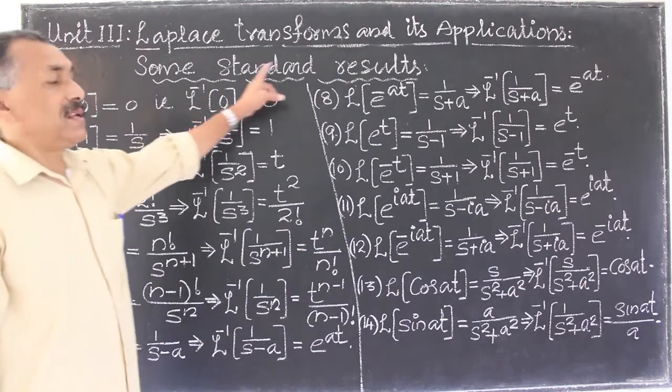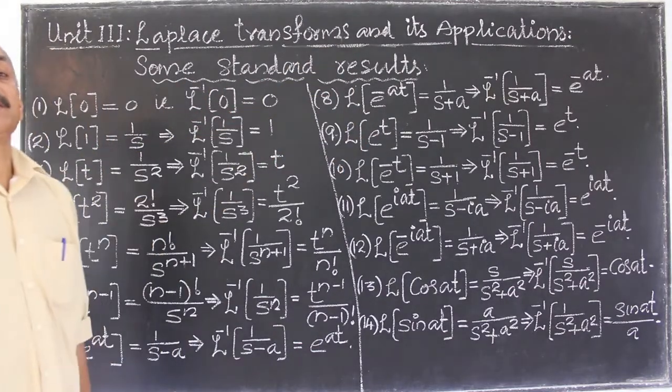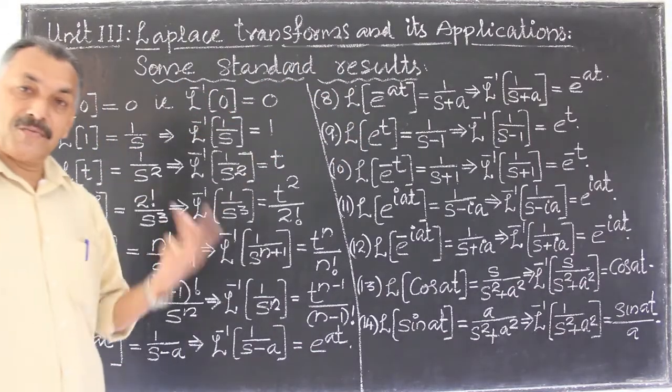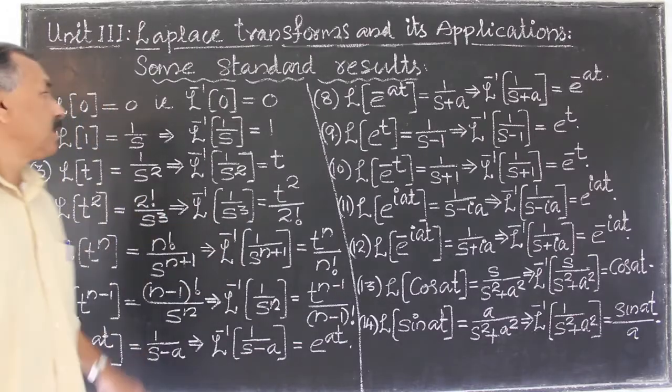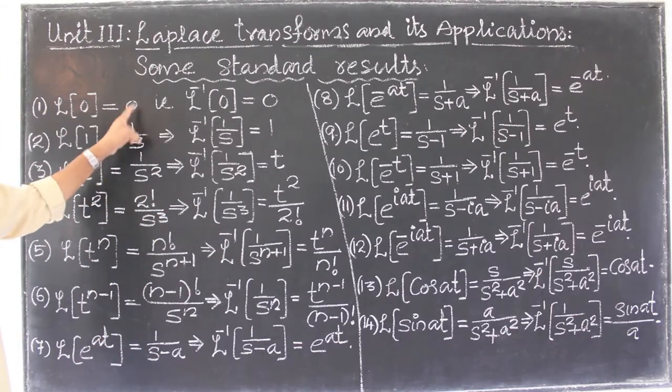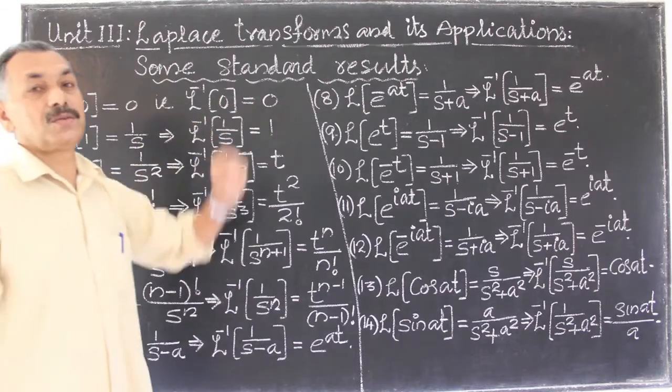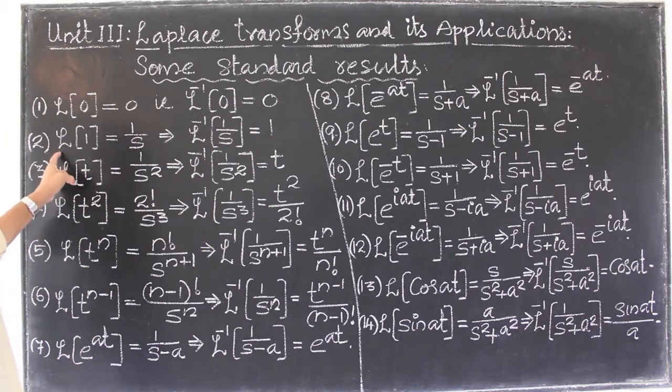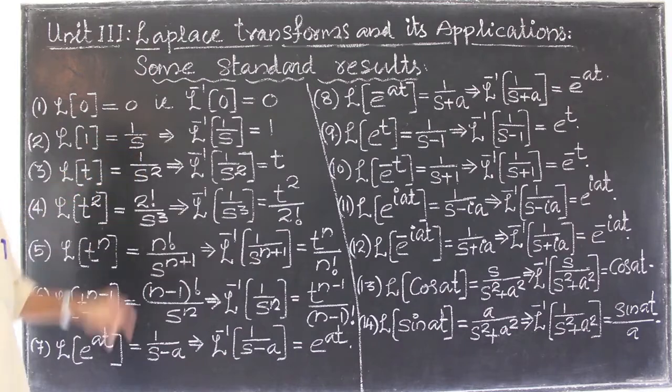Some standard results related to Laplace transform of certain functions of f of t and their Laplace transform. 1. Laplace transform of 0 is equal to 0. Then Laplace inverse of 0 is equal to 0. Then what is Laplace of 1? Laplace transform of 1, f of t is equal to 1, is equal to 1 by s.